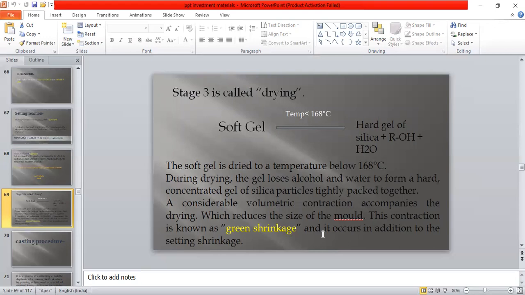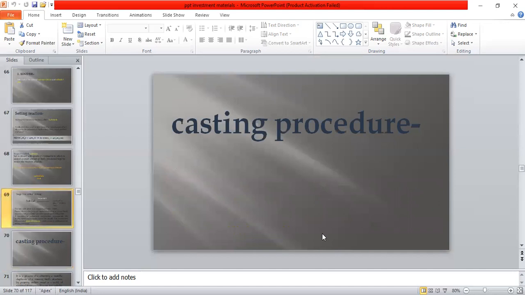There is a term called green shrinkage. A considerable volumetric contraction occurs during drying, which reduces the size of the mold. This contraction is known as green shrinkage, and it occurs in addition to the setting reaction.